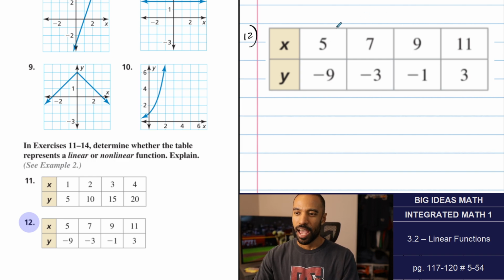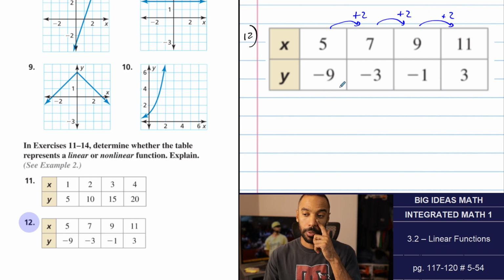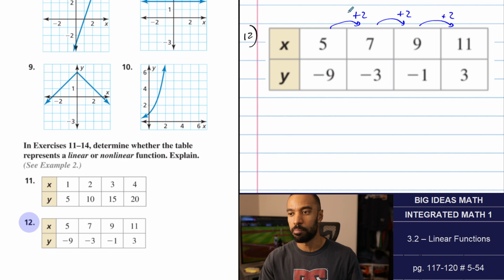All right, x's are increasing by 2. Is that allowed? Of course, x can increase by whatever it wants. It can say 2, 3, and 4 as far as we care. It'll be hard to tell what y is increasing by this time, but because it's constant, we just have to ask if y is constant. -9 plus 6 is -3. -3 plus 2 is -1.